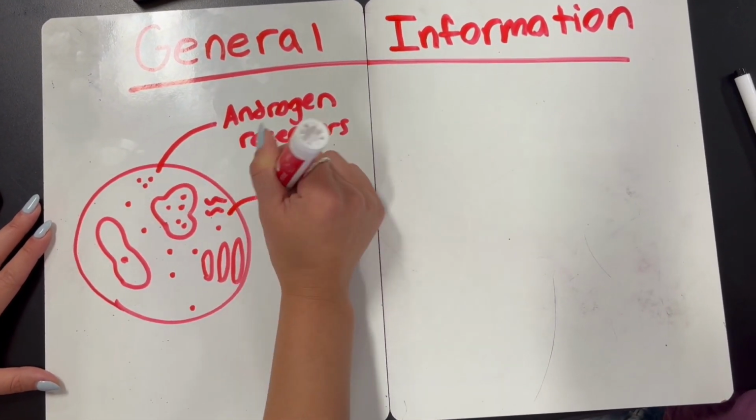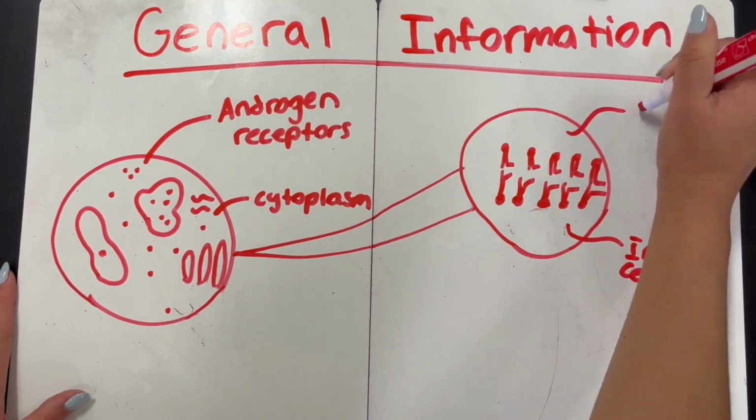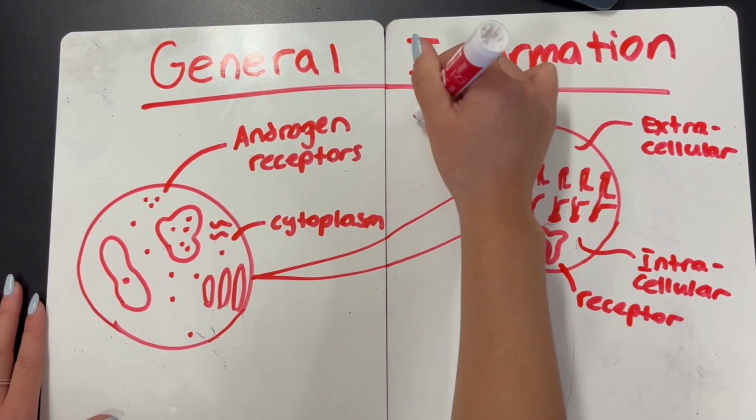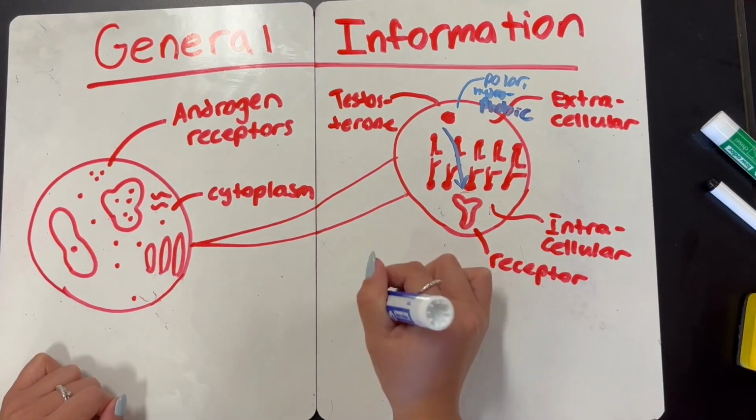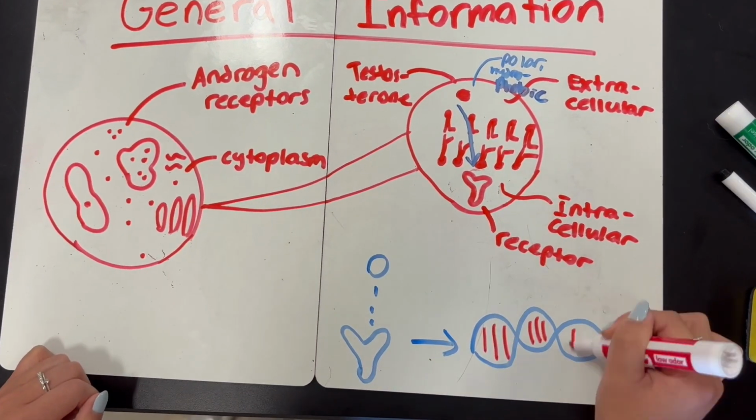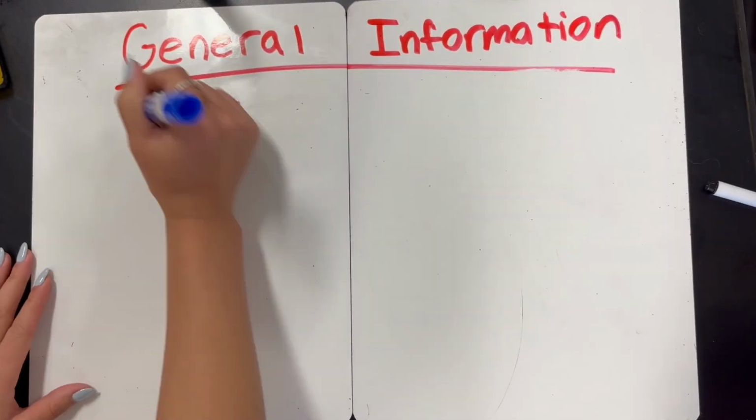General information. The signaling molecule, which is in this case testosterone, is hydrophobic. This means that it binds to intracellular receptors called androgen receptors. The group of receptor proteins are known as androgen receptors. Their main function is to bind to testosterone to kick off a cascade that regulates gene expression.